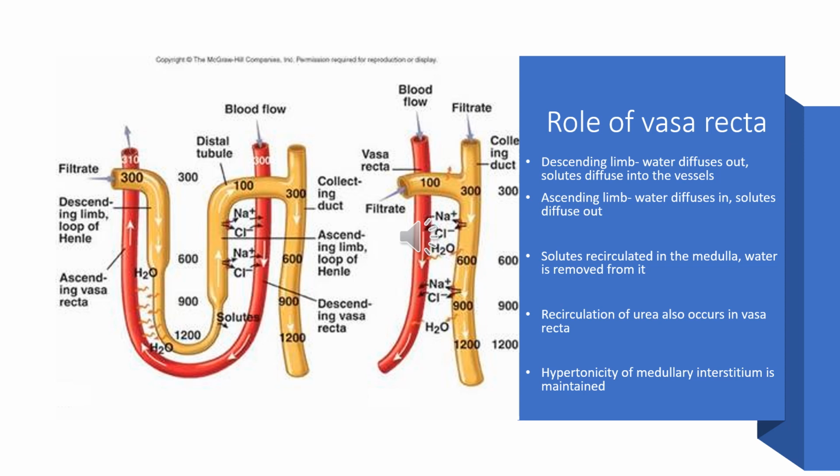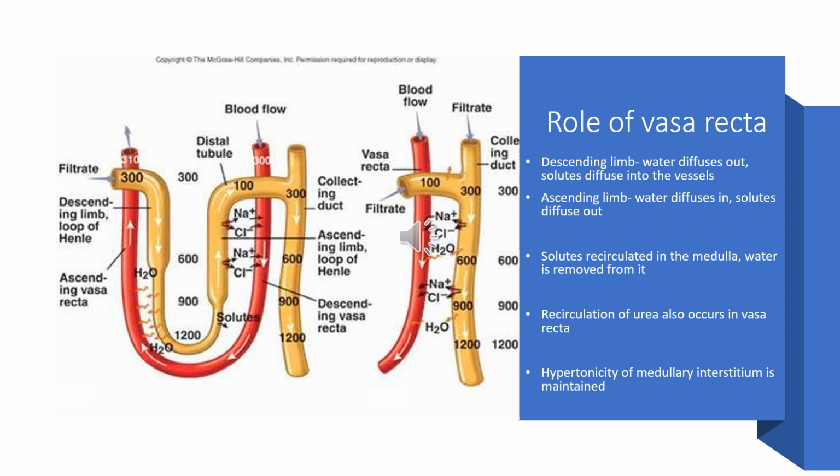Thus, the solutes are recirculated in the medulla, which accounts for the hyperosmolality of the medullary interstitium. See, these solutes are not carried away with the blood. They are being recirculated in the medulla, whereas the water is being removed or carried away along with the blood. So this accounts for the hyperosmolality or hypertonicity of the medullary interstitium. The reabsorption of urea also accounts for this.